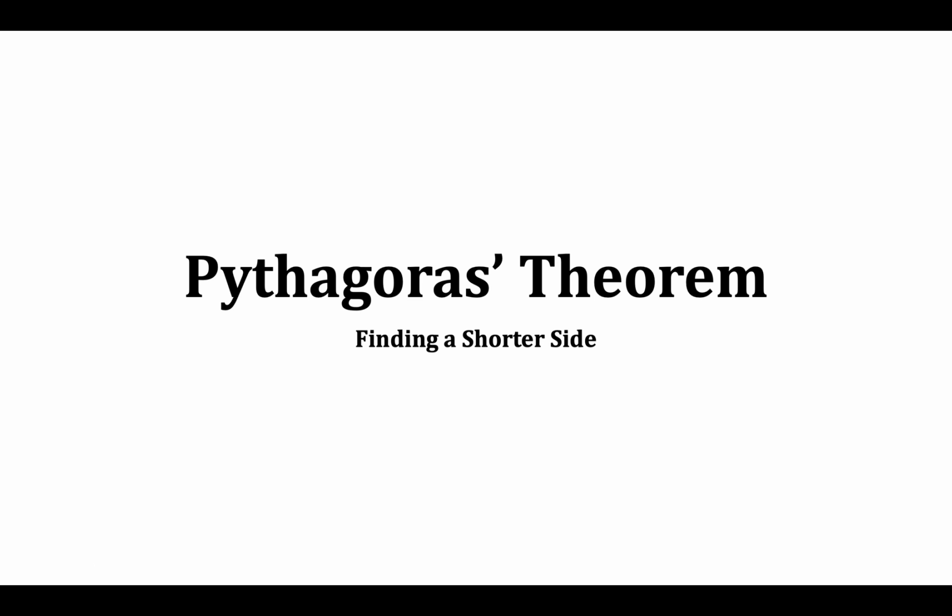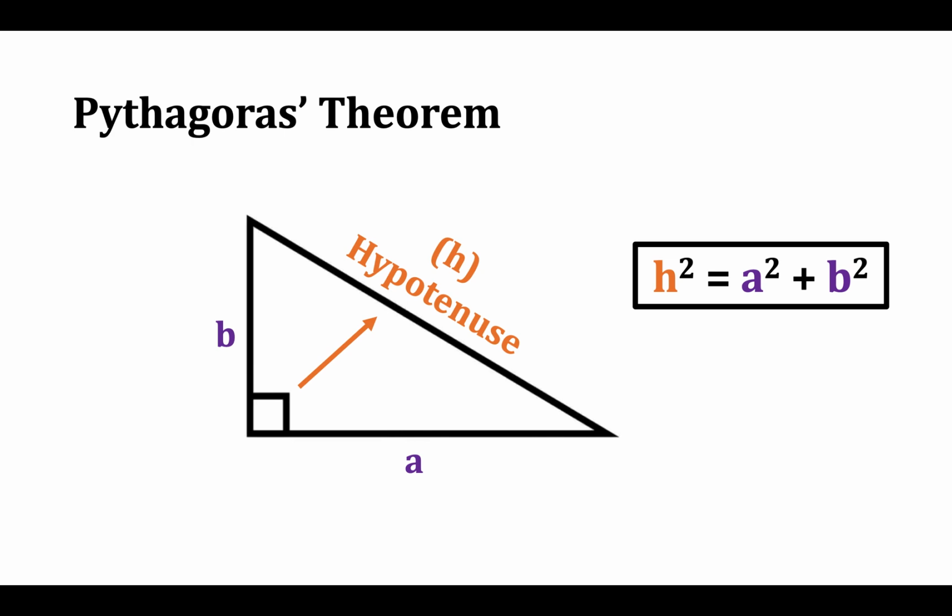In this video, we're going to find out how to find the length of one of the shorter sides in a right angle triangle using Pythagoras' theorem. We previously learned this, that the longest side in a right angle triangle, which is opposite the right angle, is called the hypotenuse. And Pythagoras' theorem states that the hypotenuse squared is equal to the sum of the squares of the other two sides.